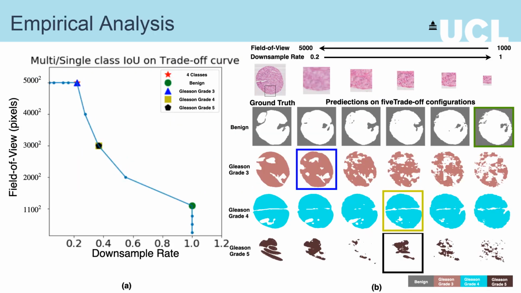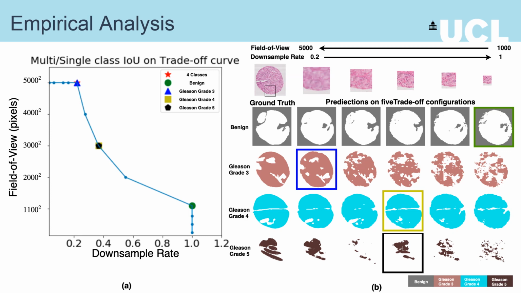For empirical analysis, we first train a set of different segmentation networks, each with a different combination of field of view and downsampling rate. Each is one of the small blue dots on this curve. We note that the maximum tensor size of the input patch is kept at 1000 by 1000 pixels and kept constant along the curve. The segmentation network with the best performance for each class is highlighted in different shaped marks.